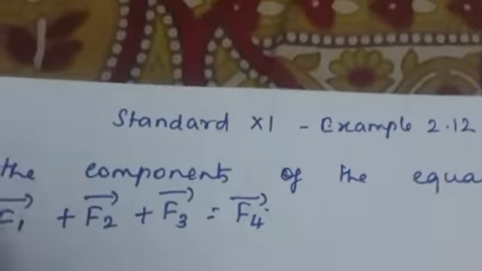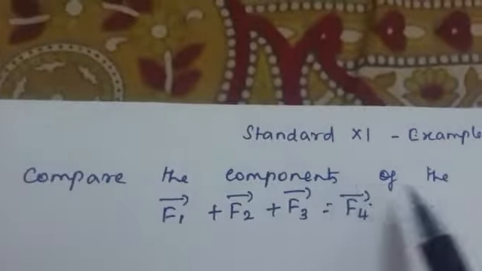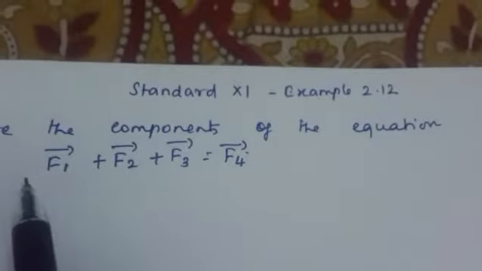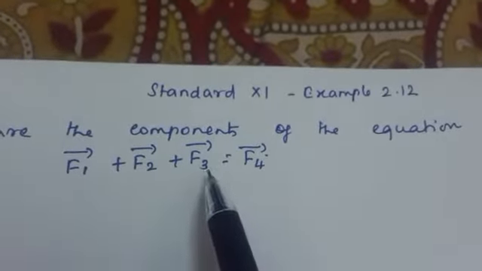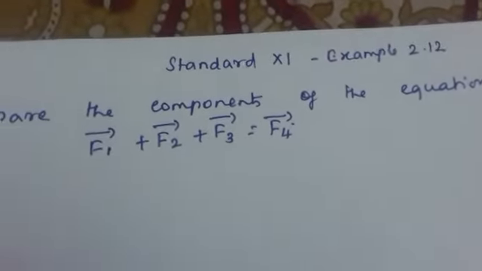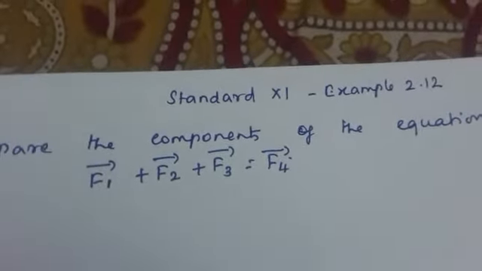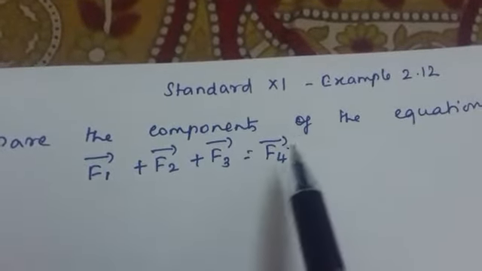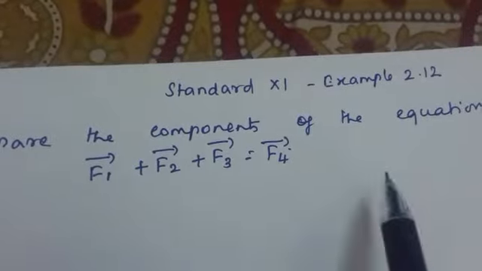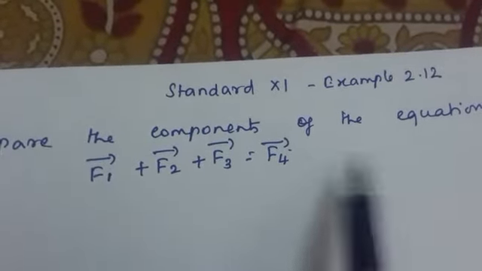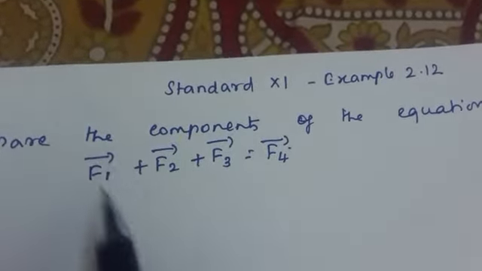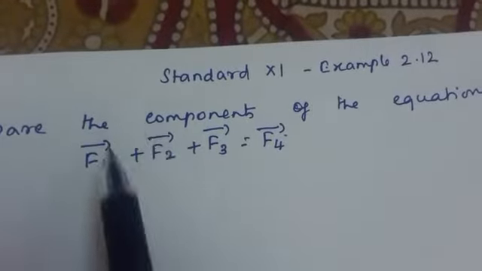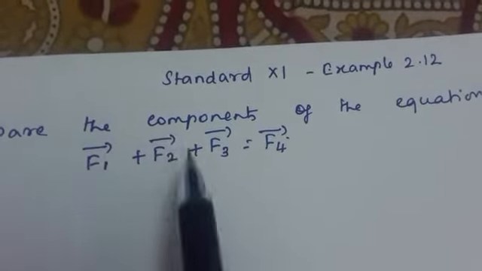Example 2.12. Compare the components of the equation f1 vector plus f2 vector plus f3 vector plus f4 vector. Now we have to compare the components. We can resolve all the vectors into x, y, z components with respect to the Cartesian coordinate system. We are going to compare the vectors in x, y and z coordinates.